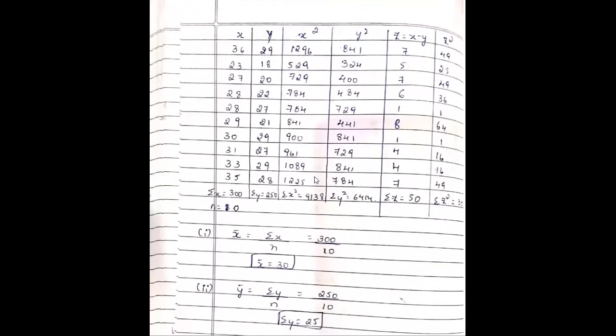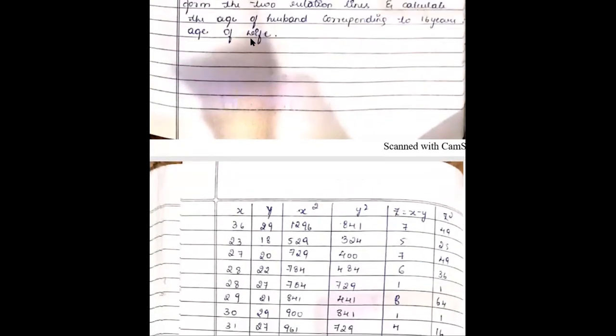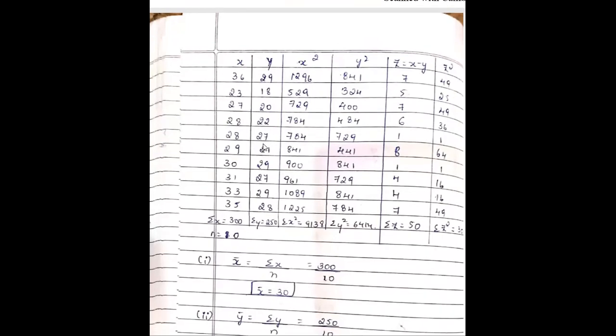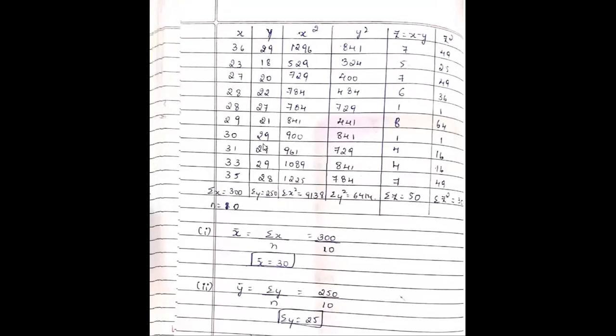So we'll see what's the data given here. X represents the age of husband. So the age of husband is given. X values are these, 36, 23, and the age of wife is also given, that is Y. So only these two columns are given. Using this data, you're supposed to find the two regression lines.